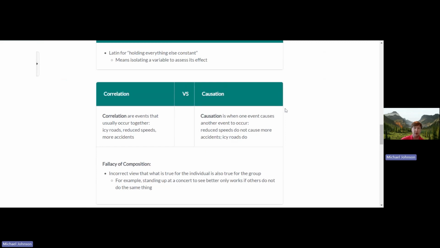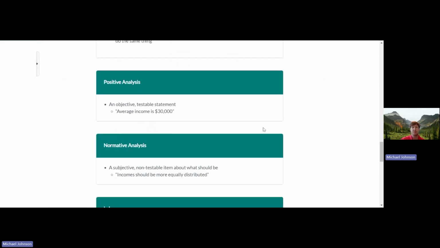Correlation are events that usually occur together, so it doesn't necessarily mean causation. One thing could go up and the other thing could go up, and they might not cause each other. While causation is when one event causes another event to occur. It's very hard to prove causation.